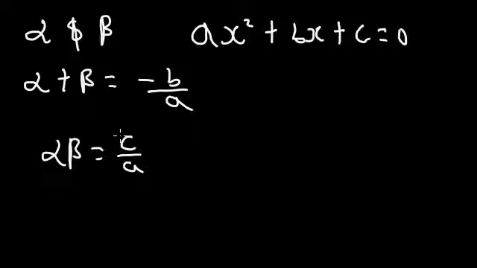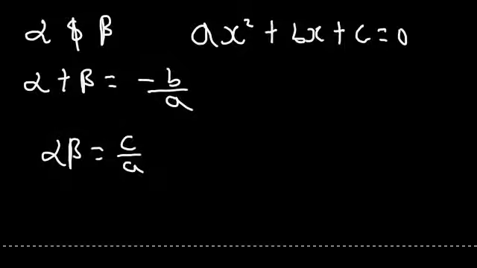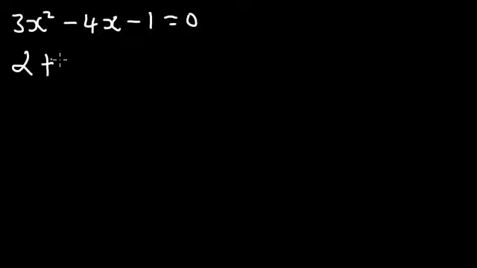So let's consider a particular quadratic equation. Let's consider 3x squared minus 4x minus 1 equals 0. If you consider this quadratic equation, how can we find the sum of the roots, alpha plus beta? What would it be equal to?